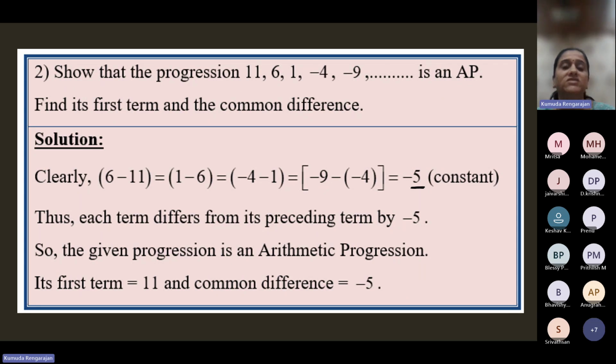So the difference between any term and its preceding term is a fixed value, which is -5. So the given sequence, the given progression, is an arithmetic progression, because the difference between any term and its preceding term is a constant, which is here -5. And the first term is 11. The common difference is -5.